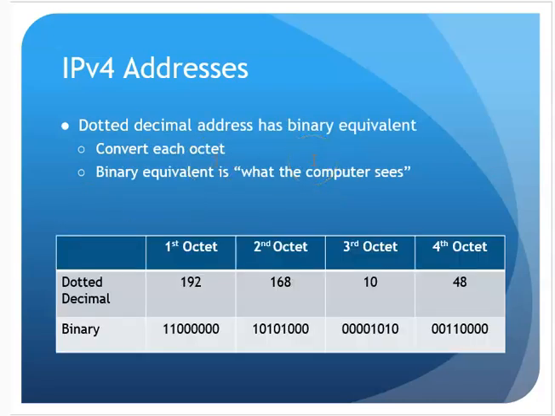As far as what the network sees, we see 192.168.10.48, if you will. What the network sees, what the devices see, are the binary equivalents. So they literally see this binary string of numbers and know that is the IP address. That is literally the equivalent of it.